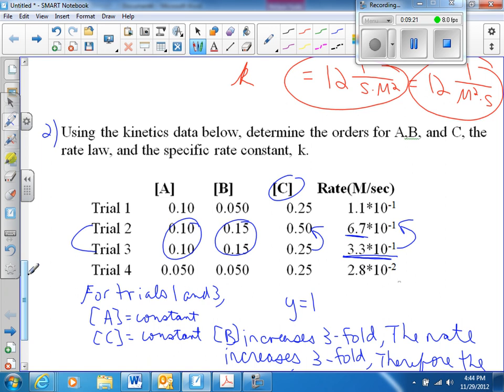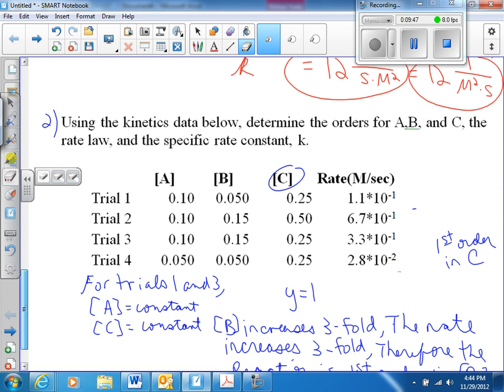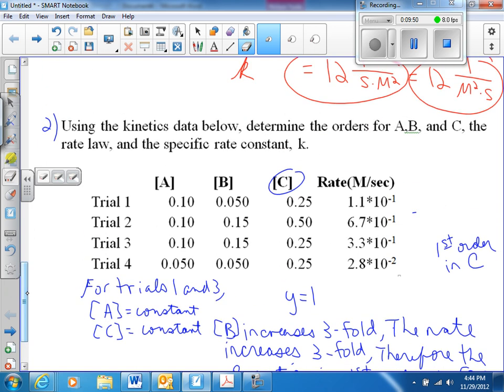So you would write a sentence in trials 2 and 3. A is constant, B is constant, C doubles, the rate doubles. Therefore, the reaction is first order in C. So first order in C. So now we've gotten the order for B and C. Is that right? We got B, we got C. We need to find A. So we need A to change and B and C to be constant. So let's find where B and C are constant.